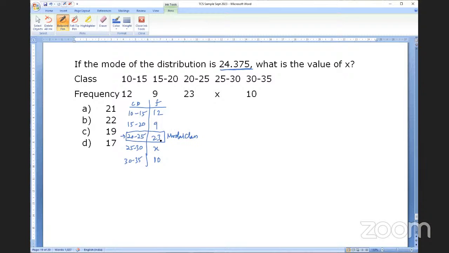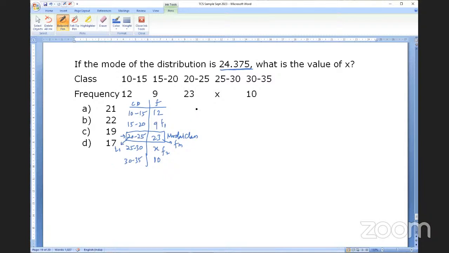The modal class will have the highest frequency, and the mode value will lie between 20 and 25. Great. So 23 is the frequency of the modal class, F1 is the frequency of the pre-modal class, F2 is the frequency of the post-modal class, and L1 is the lower class boundary of the modal class.